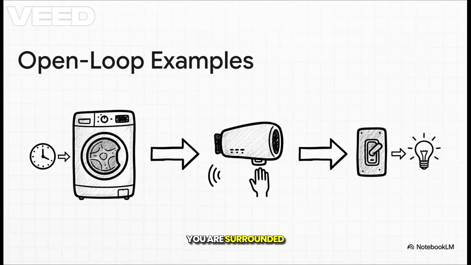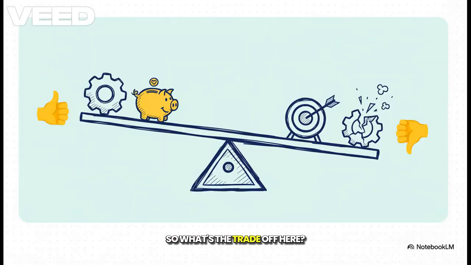You are surrounded by these things. Your washing machine, it runs for a preset 30 minutes, regardless of whether your clothes are really dirty or barely worn. An electric hand dryer just blows hot air because a sensor sees your hands. It has no idea if they're actually dry. And a light switch, it stays on until you physically turn it off, even if the sun is blazing through the window. So what's the trade-off here?